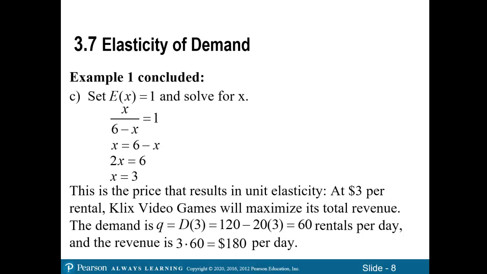So the demand was 120 minus 20x. So if I plug in 3, we would get 60. So the demand would be 60 rentals a day. And then the revenue, if those were sold, would be 3 times 60 or $180 a day, right? 3 meaning your price. And that's the best scenario.